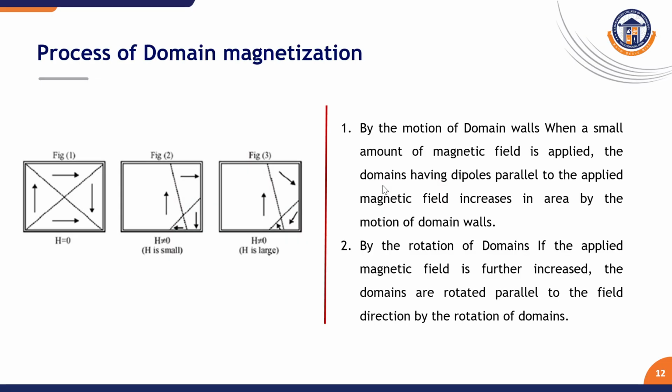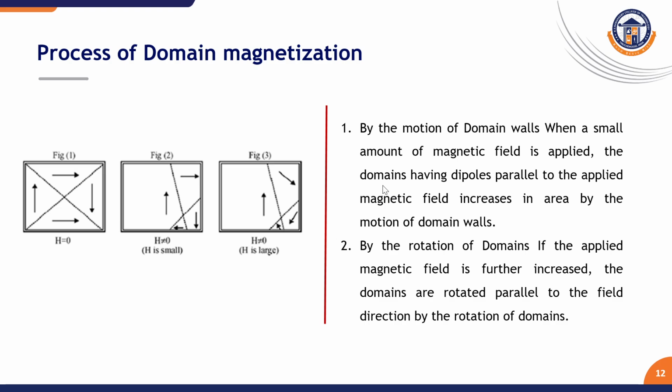Now let us see the process of domain magnetization. The magnetization process occurs in two stages. One is domain wall movement and the other is domain rotation. At low field strength, when a small amount of magnetic field is applied, the domains that are already aligned with the field grow in size by moving the boundaries, or domain walls. And then domain rotation at higher field strength: if you apply a higher magnetic field, entire domains rotate so that their magnetization aligns with the applied field. This two-step process explains why ferromagnetic materials can be magnetized so easily and strongly.